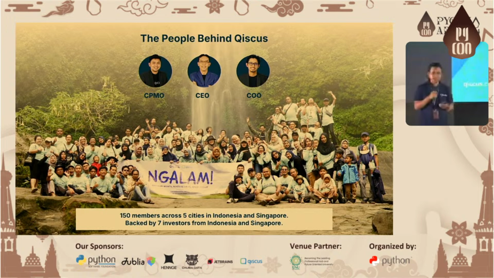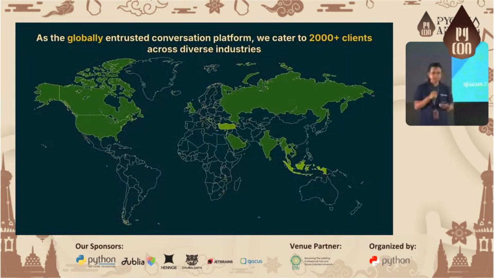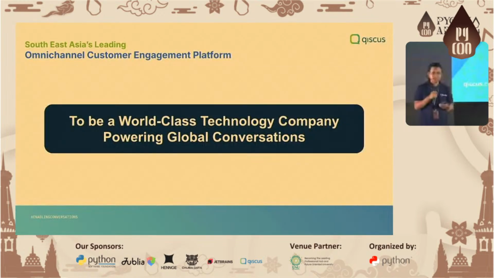The people behind Kiskas: we have a C-level team, and then we have 150 members across 5 cities in Indonesia and Singapore, backed by 7 investors from Indonesia and Singapore. We cater to 200 clients. And we have a vision to be a world-class technology company powering global conversation.